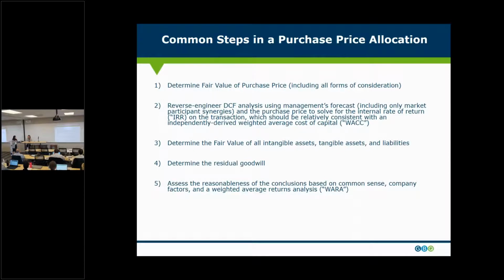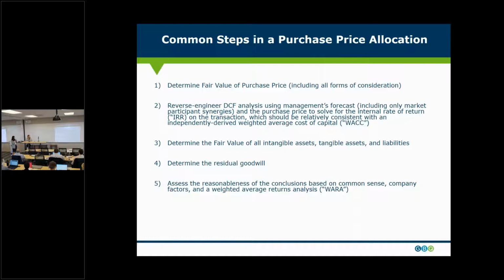Then we're going to reverse engineer a DCF using management forecast, and we're going to show an example of that in a minute. Then we're going to solve for the IRR of the transaction. You have the purchase price, and you have this set of projections. So there's some magic number that you can get to that makes that all equal. And then we're going to compare that against the weighted average cost of capital. And Stephanie's going to get into that more in a minute.